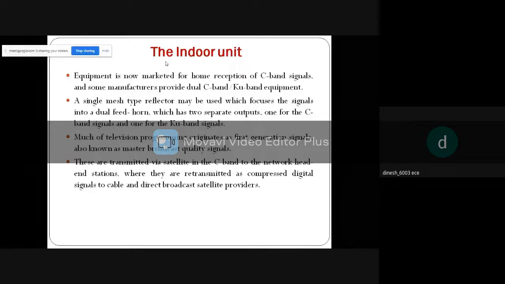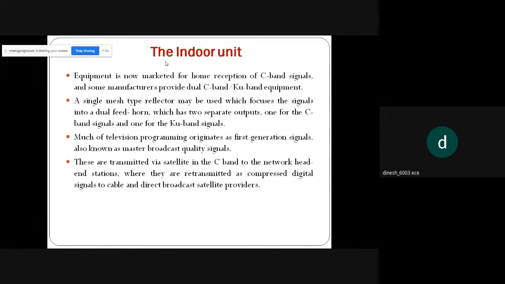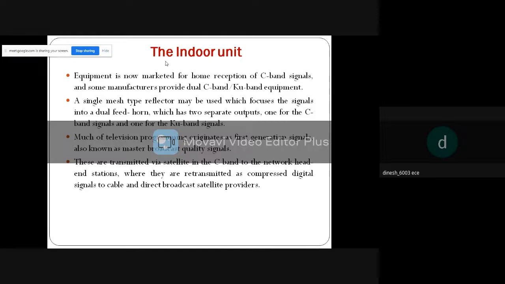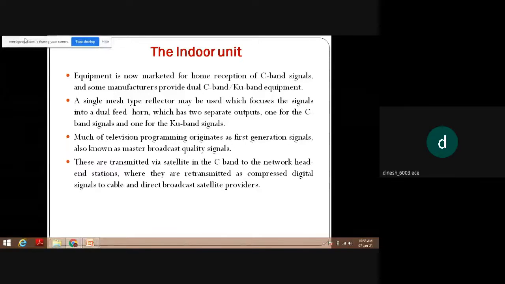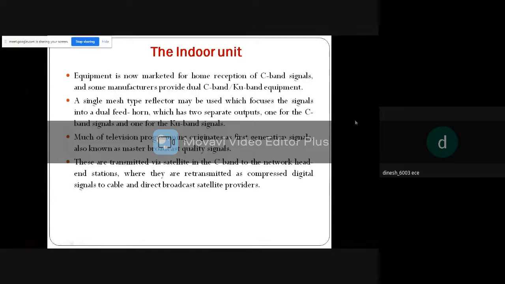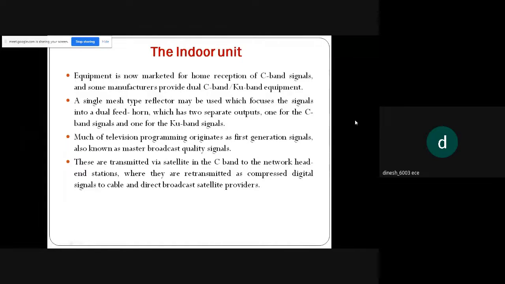So in the indoor unit, we get the signals in the intermediate frequency range, which are present inside the house or inside the buildings and are not exposed outside, suitable for home reception of either C-band signals or Ku-band signals. Some manufacturers provide only C-band equipment, and some provide dual band C-band and Ku-band equipment. Here we have a small mesh type reflector that is used to focus the signals into a dual feed horn that has two separate outputs. One would be for C-band, another one for Ku-band.